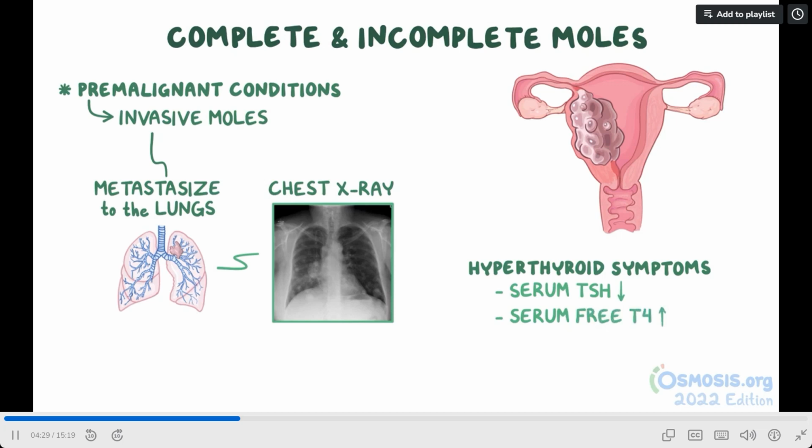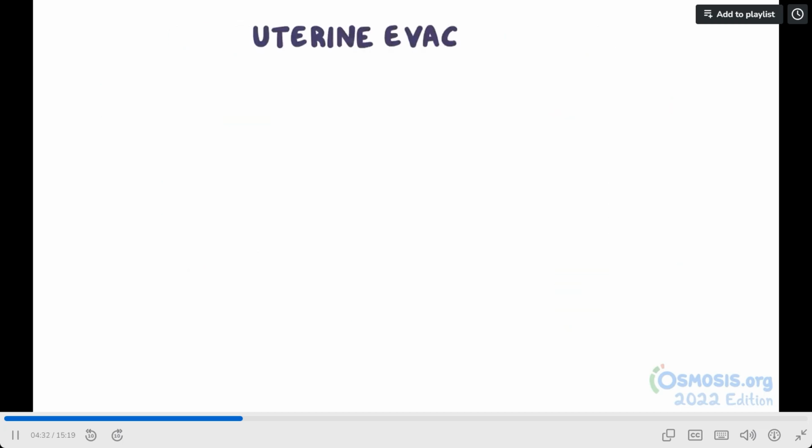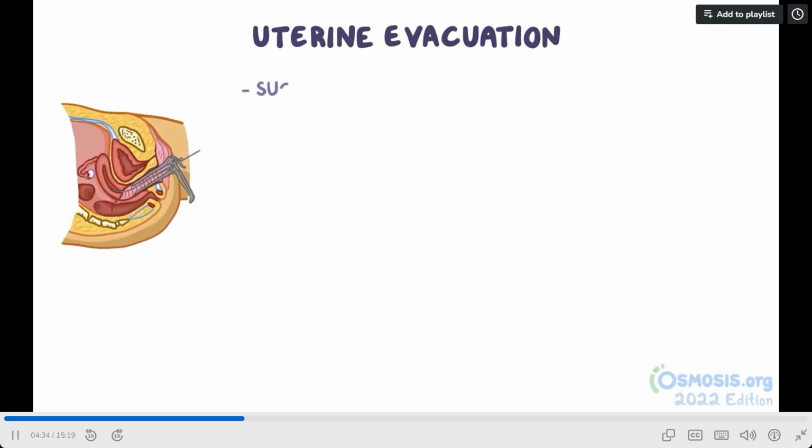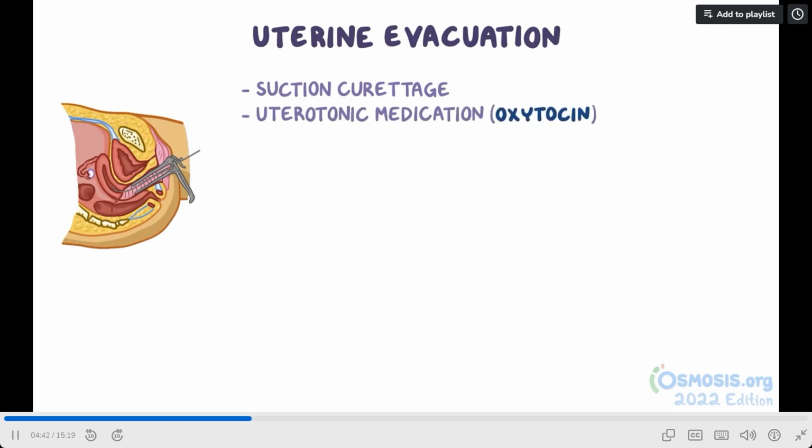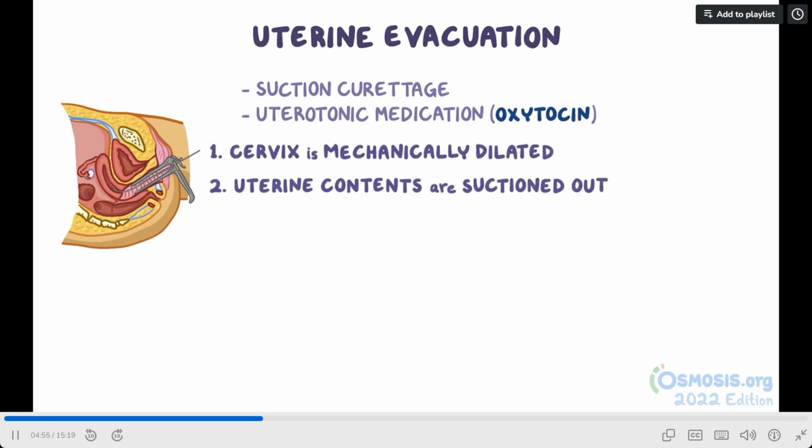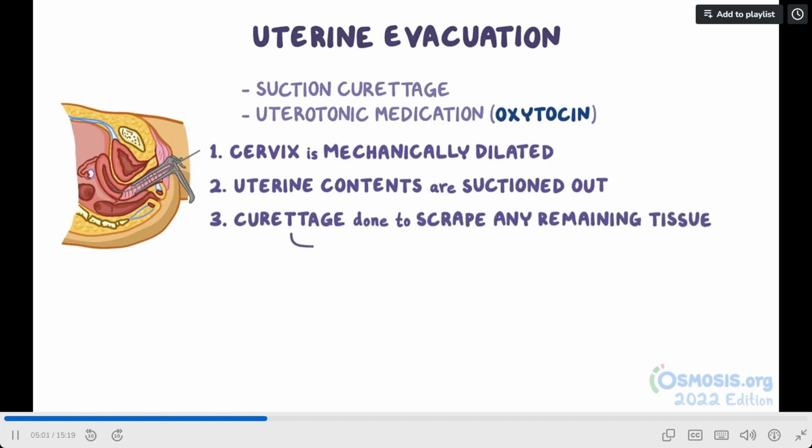So the mainstay of treatment for both complete and incomplete moles is uterine evacuation, and this is typically done through suction curettage under anesthesia. Prophylactic uterotonic medication, like oxytocin, is given along with anesthesia to prevent hemorrhage after evacuation. Suction curettage per se involves three main steps. First, the cervix is mechanically dilated, and then the uterine contents are suctioned out, and finally curettage is done to scrape any remaining tissue from the uterine walls. The uterine evacuation contents should always be examined histologically for a definitive diagnosis.